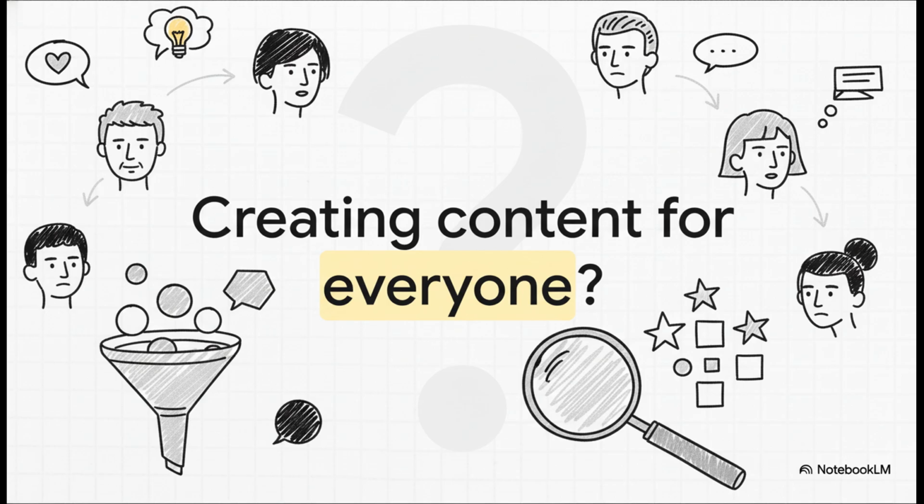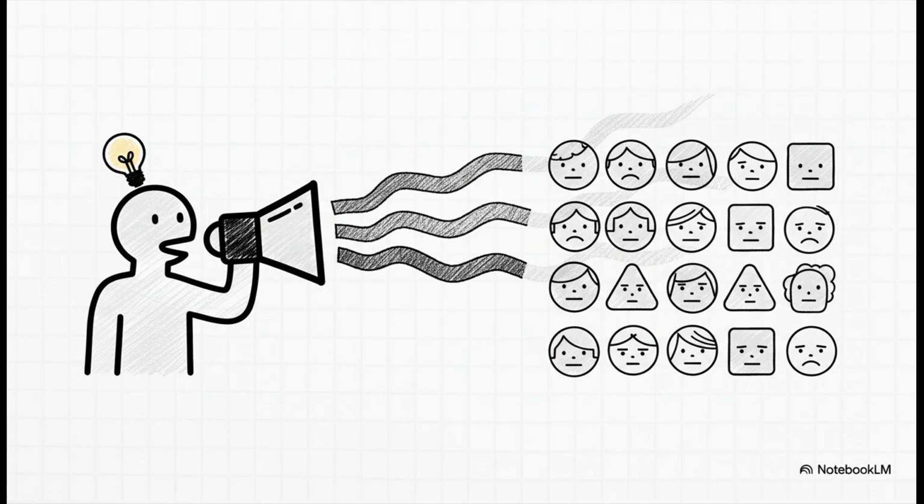We've all been there, haven't we? You're trying to create content that appeals to absolutely everyone because you're hoping to get the biggest reach possible. But here's the thing, that's a trap. When you try to speak to everybody, you often end up connecting deeply with no one. Your message just gets watered down and it loses its punch.